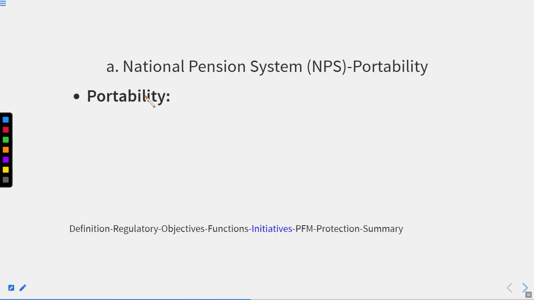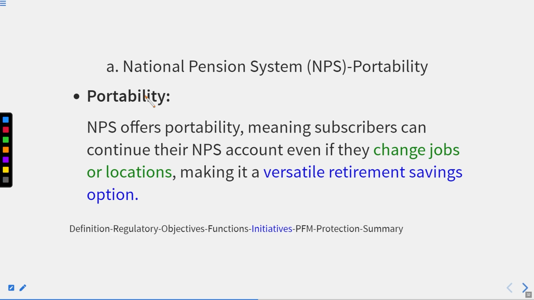Thereafter, now we have the portability. It means transferability. NPS offers portability, meaning subscribers can continue their NPS account even if they change jobs or locations, making it a versatile retirement savings option. It means that when you open the NPS account, you have to submit your employment details, your location and address. So it doesn't mean that if you have registered yourself on the NPS platform with one particular job, in one particular place, you are not allowed to reshuffle your location or change your job. It is totally allowed, and that's why it gives the portability access, even if they change jobs or locations, making it a versatile retirement savings option.